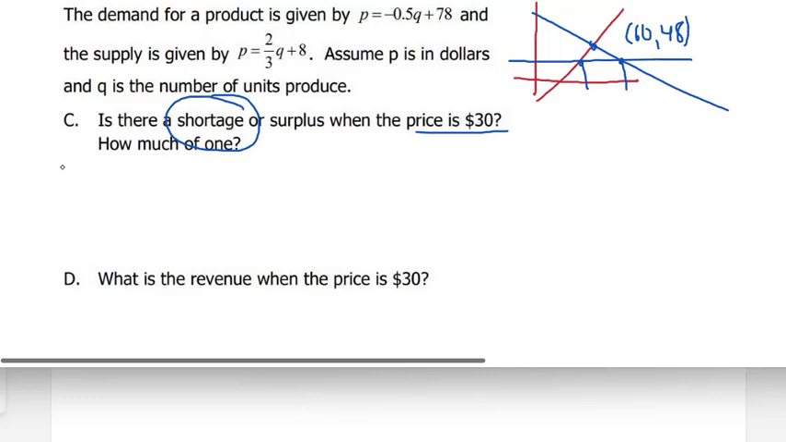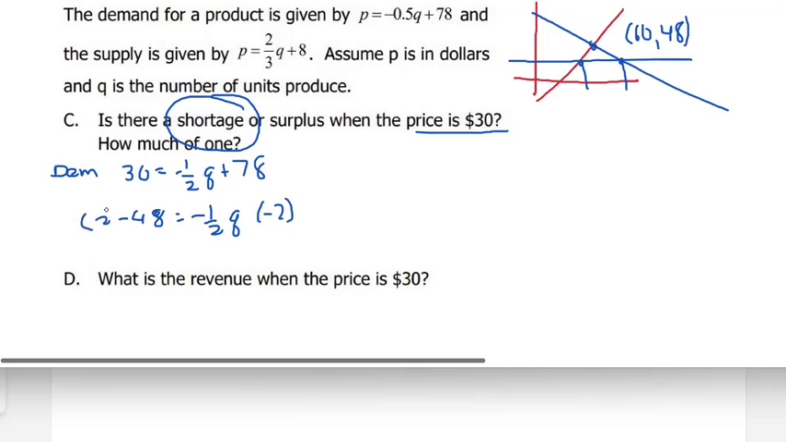So we would need to go through that same process. So we're going to start with our demand. So we need to solve 30 this time equals negative 1/2 Q plus 78. So subtract 78 from both sides. 30 minus 78 is negative 48, is negative 1/2 Q. Multiply by negative 2 on both sides, and we get Q equals 96.